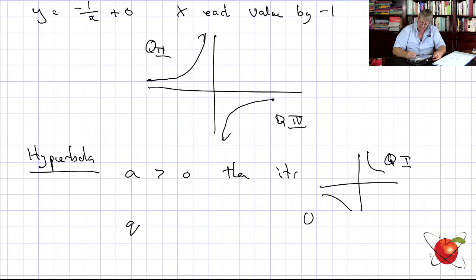Q1 and Q3. If A is less than 0, then it's in Q2 and Q4. So the A value, just like with a parabola, if A was negative, it went upside down, the sad face, remember? With a hyperbola, if A is negative, it means it goes from quadrant 1 and 3 to 2 and 4. Okay? So you'll see when we plot these, we go through the things again.